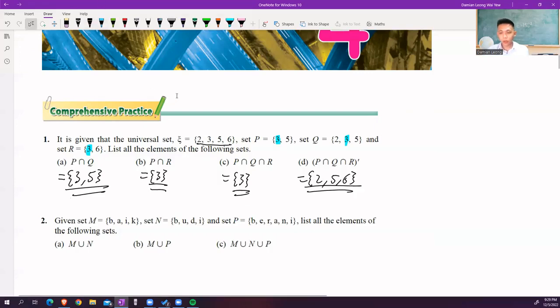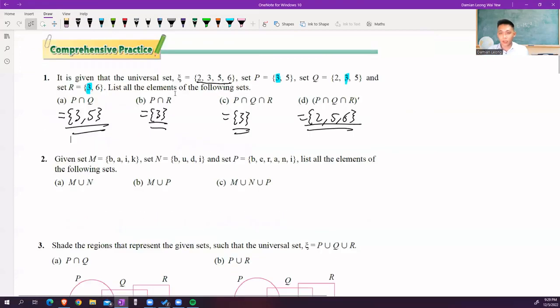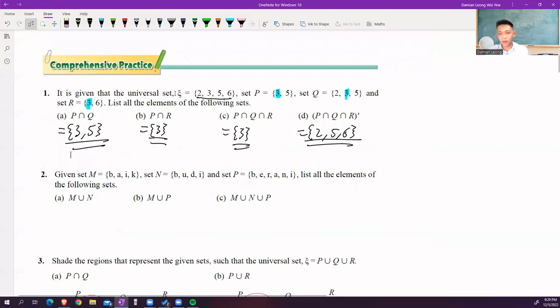Question 2 is union. Union means we combine them together. But when we combine, don't write the same elements twice. When I combine them together, the one that is inside both sets, we only count once.